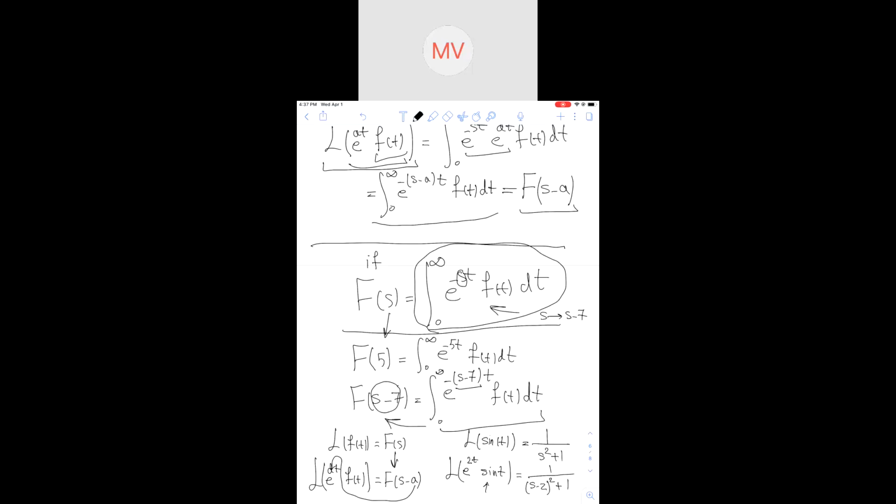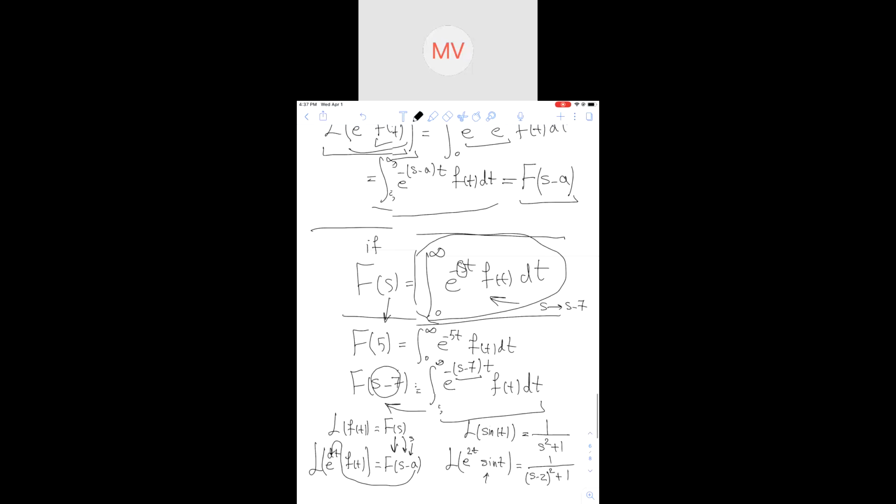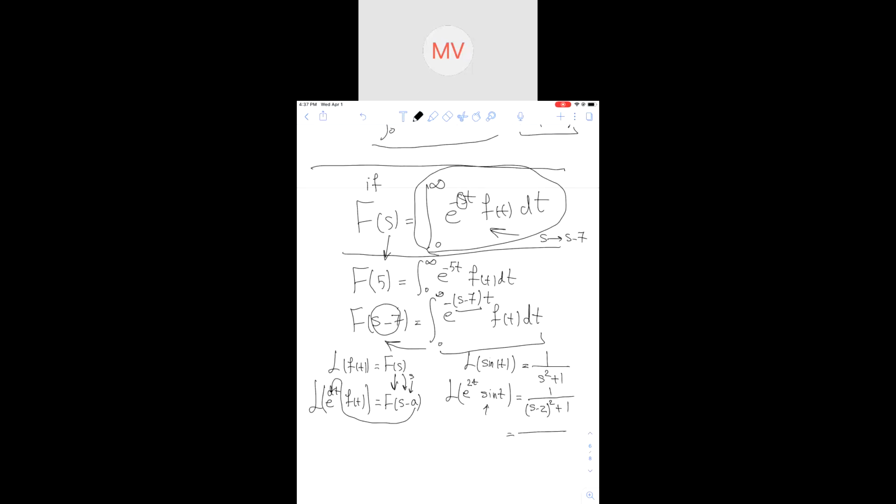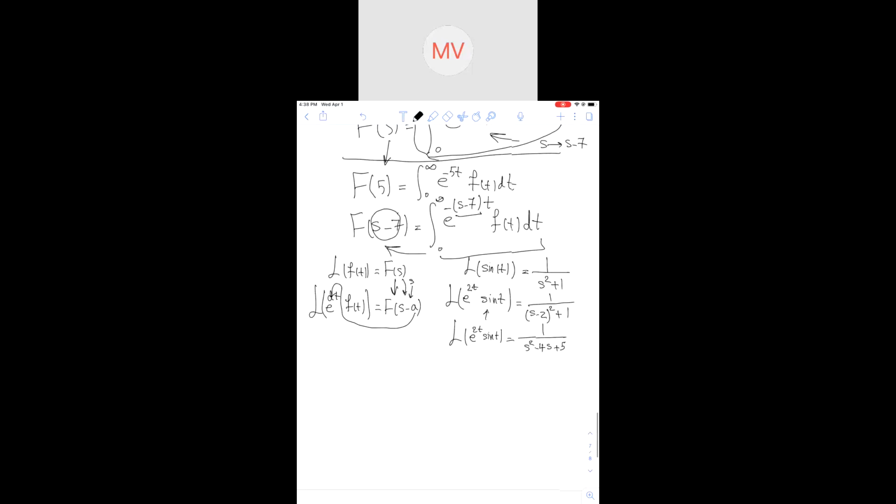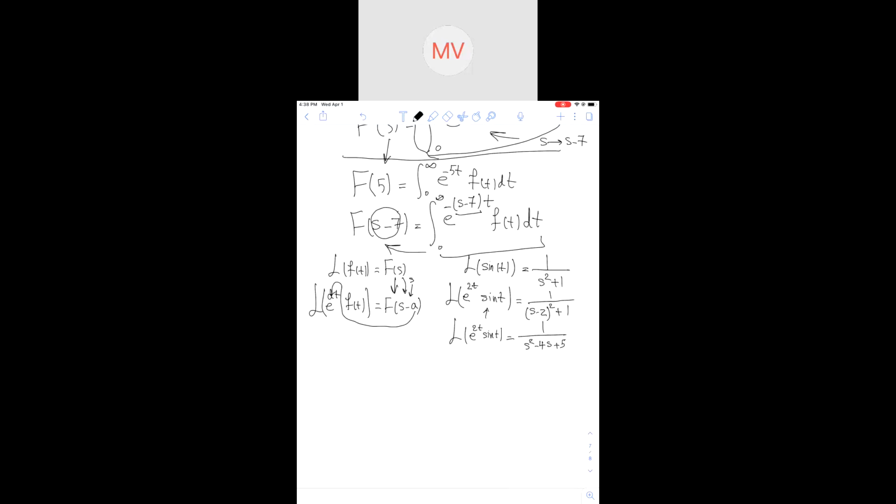S minus 2. Think about it. This one says replace s with s minus a. And you can FOIL this and simplify it. So, at the end it's going to be s squared minus 4s plus 5. So that's Laplace of e to the 2t sine of t. We'll do more examples of that, okay? So that was the 4th formula we learned today for the Laplace function.